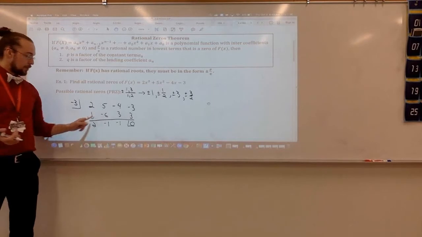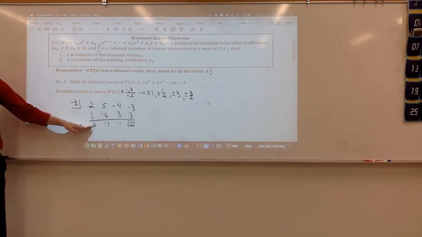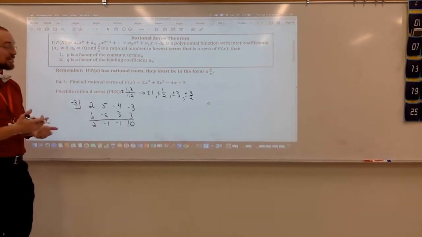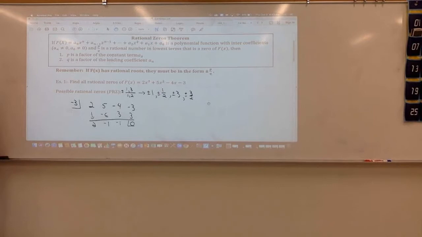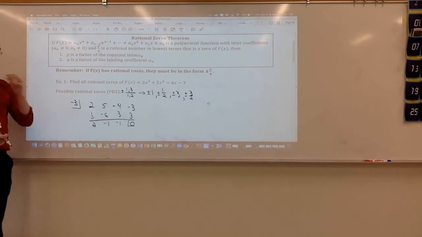So what does this mean? What have I figured out here? What is this? It's depressed. You're right. This is our depressed polynomial, to use correct vocabulary. So what is that polynomial then?